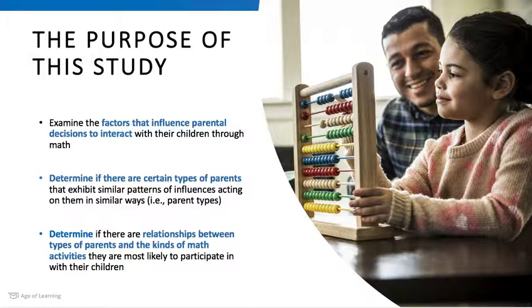So for example, you might have parents who are math anxious who prefer to do certain types of activities over other activities. Or you might have really busy parents who don't have a lot of time, and so the types of activities that they're willing to do may be very different from the activities that they're being invited to do by the children or by the schools or teachers. So we want to determine if there are relationships between these types of parents and the kinds of math activities that they're most likely and most willing to do with their children.